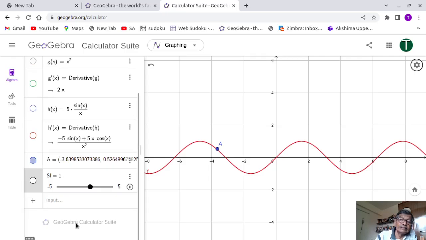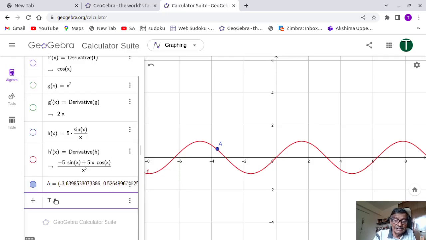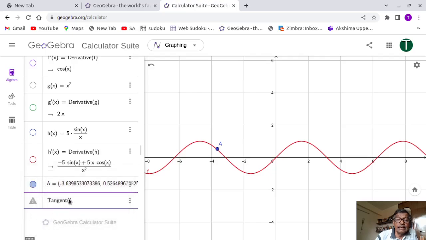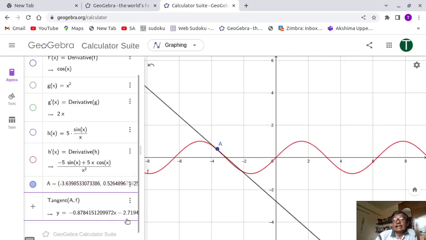No, you write like this, tangent. Delete this. You simply write tangent. So you have to draw a tangent. Where do you have to draw a tangent? At point A, and this point A lies on the function f. Yes, it draws a tangent at the point A. Got the point?